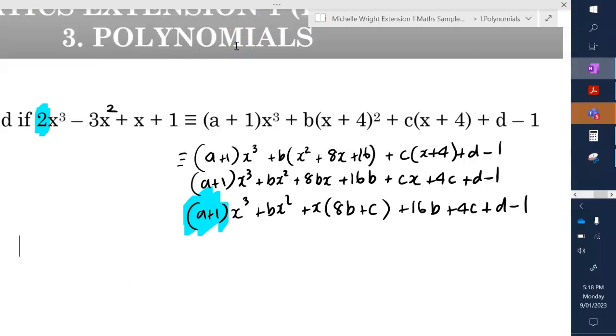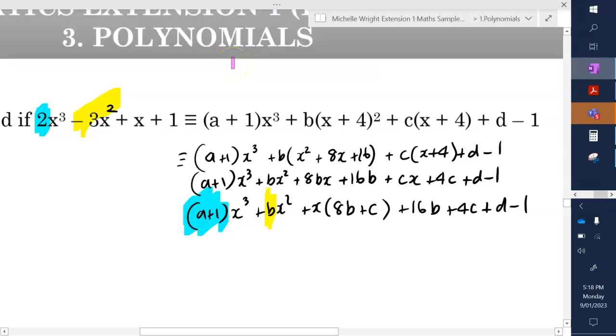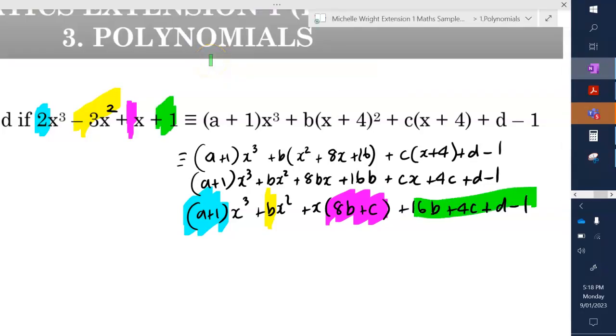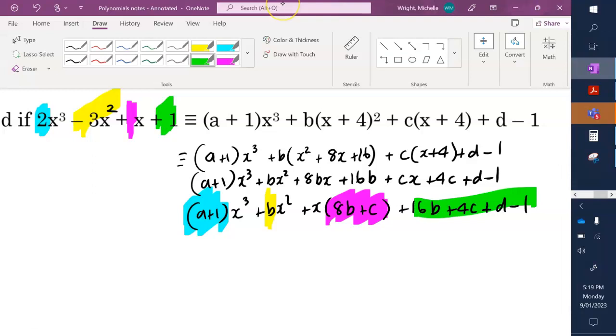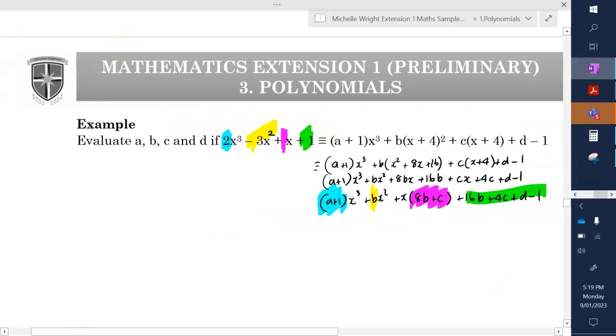Let's grab another colour. Out the front of the x squared is a minus 3. Out the front of the x, in this case it's going to be a 1. And my constant term, which we'll make green, is this. Let's see what we can do as a simultaneous equation. So we're going to need to equate coefficients.